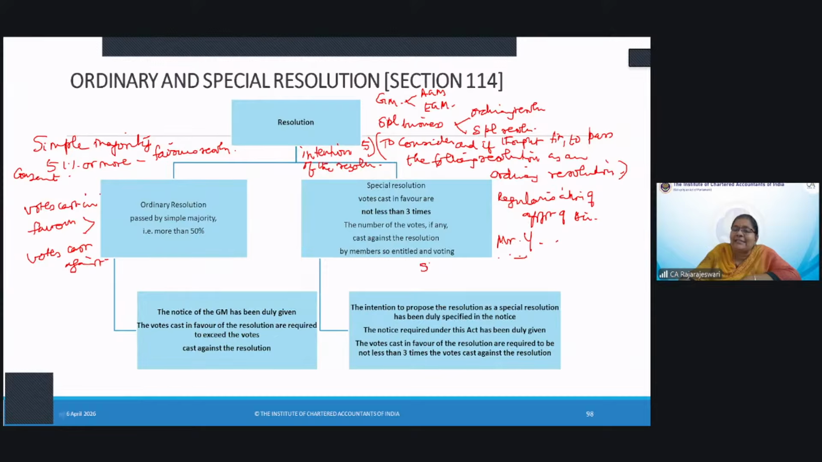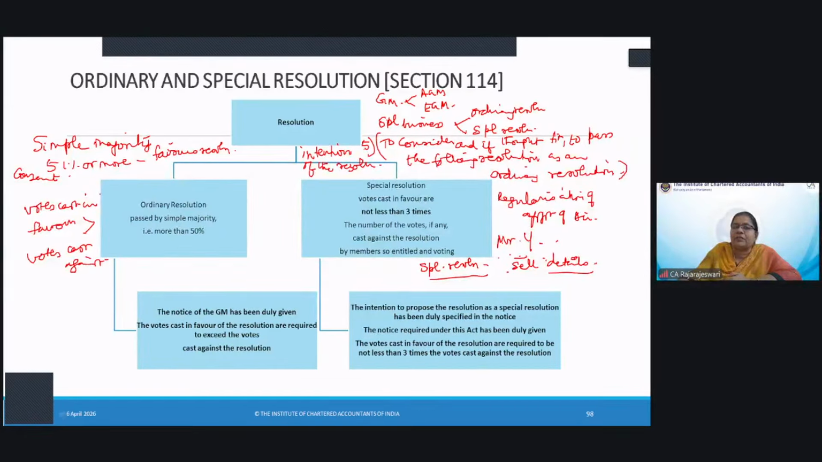Now for special resolution, they also have to give their intention. The company wants to sell or lease, or it wants to dispose of the property. For that, it should be moved as a special resolution, so the members' consent is obtained. And they have to give the details. If it is a special resolution, they have to specify, because a member is a layman and will not know the details. So for what purpose, what is the logic behind it and why you are asking him, all the details will be given.